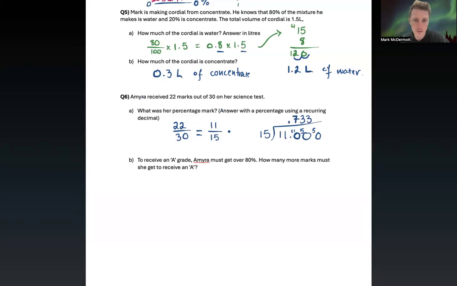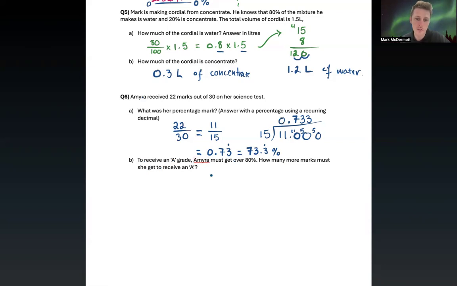So we're going to answer with a percentage using a recurring decimal. So firstly, we'll say it as a decimal, it's 0.73 recurring, okay. If we multiply by 100, 73.3 recurring percent. Okay, so that's that part there. So that one can be a little bit tricky.